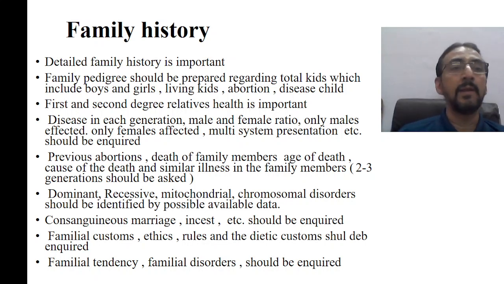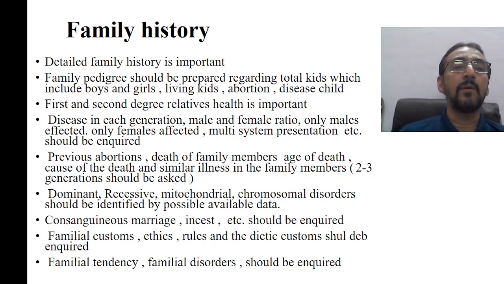Now see, a detailed family history should be taken, and it is very important. Now what is important is we have to prepare a family pedigree. Okay, so we should be prepared regarding the total number of children, which includes boys and girls. Then again, it includes living kids, abortions, deceased children, affected children. Okay, so we will see it in detail. So like a family tree should be prepared.